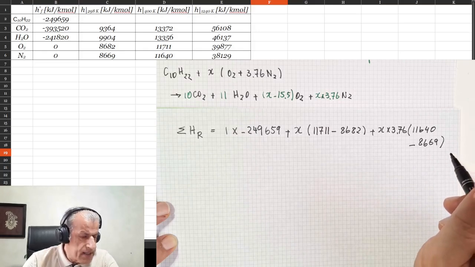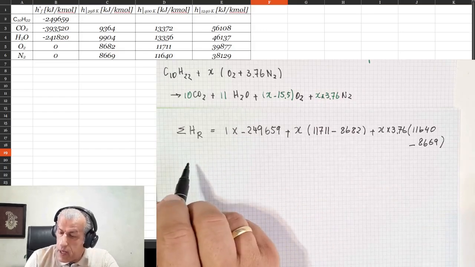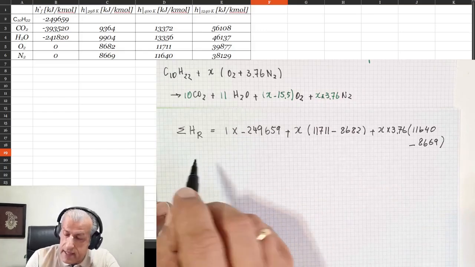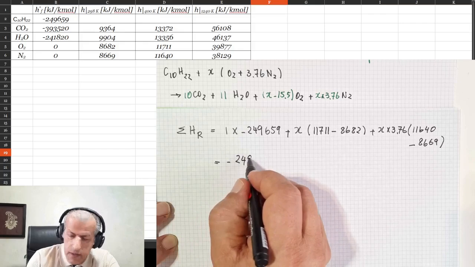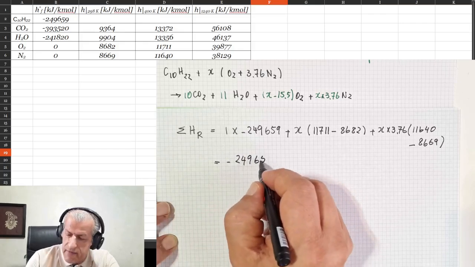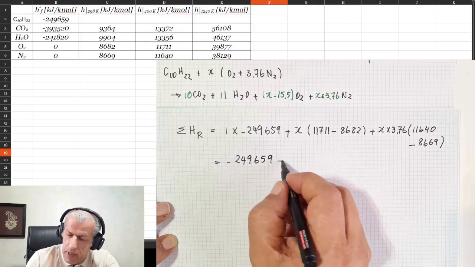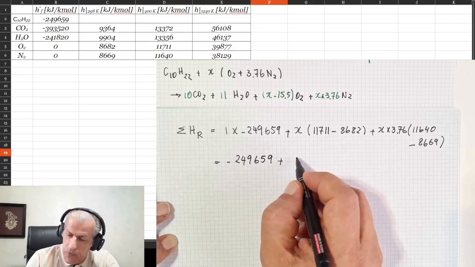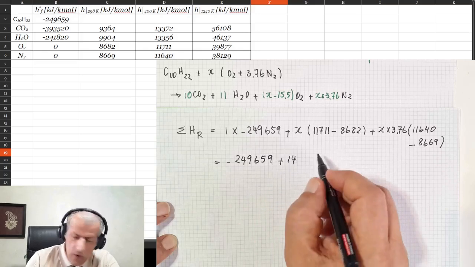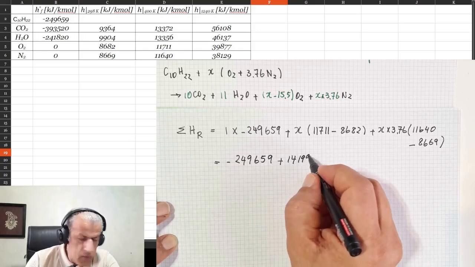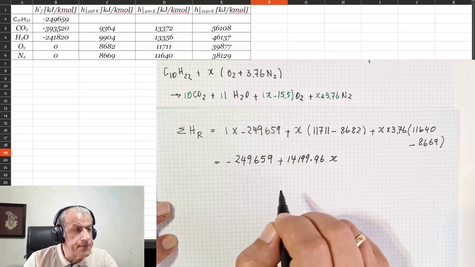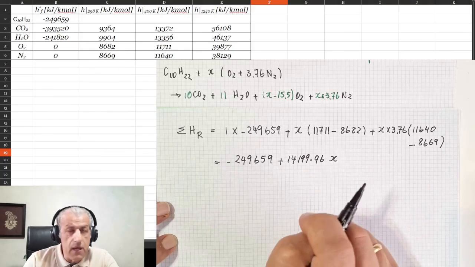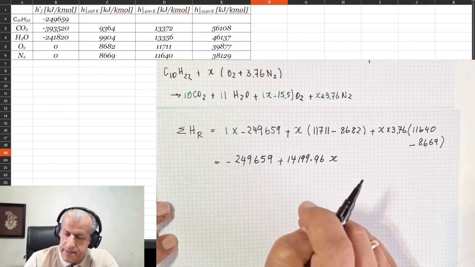Okay, these are our enthalpies for the reactants, and if we calculate them, this would be minus 249,659 plus 144,199.96 and whatever x is, that would be our enthalpy of reactants. Now, let's come to the enthalpy of products.